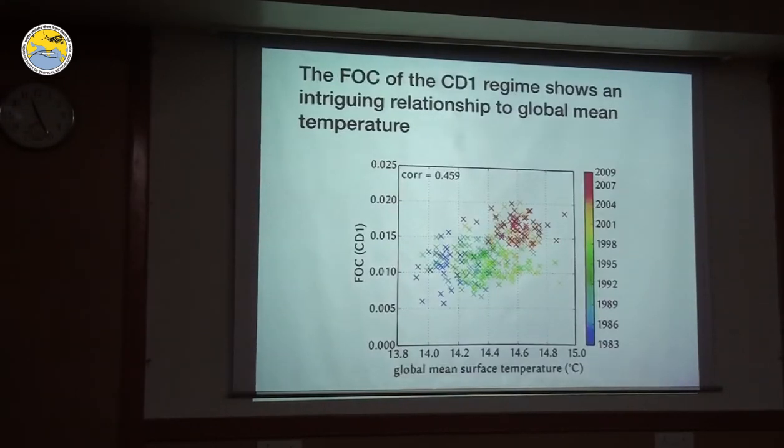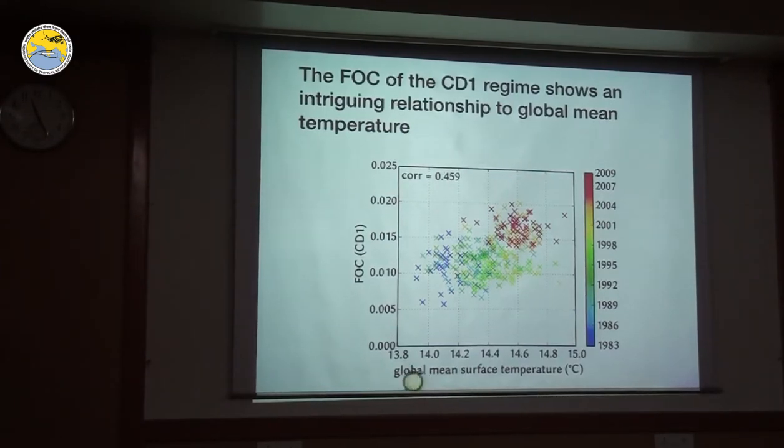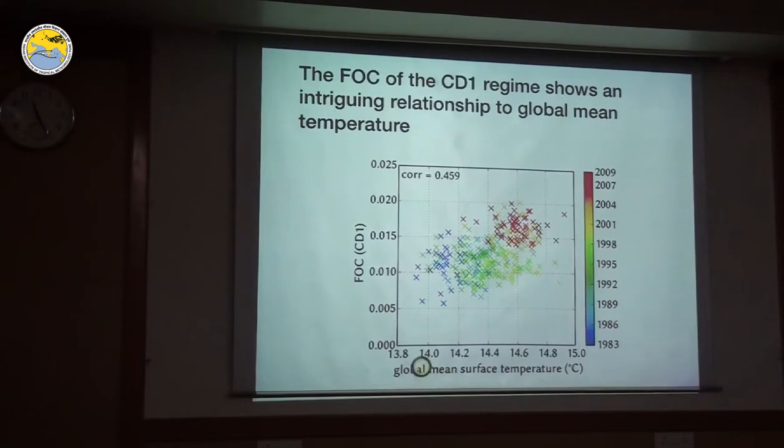A very intriguing one that I wanted to show you: the frequency on the y-axis is the frequency of occurrence of this organized convection, right? Each cross is a year. Actually, it might even be, each cross might even be a month. Is it too many crosses for it to be years? So each cross is a month in a particular year, and the color tells you which year it is. And this is the global mean surface temperature that month. Just the global mean temperature.